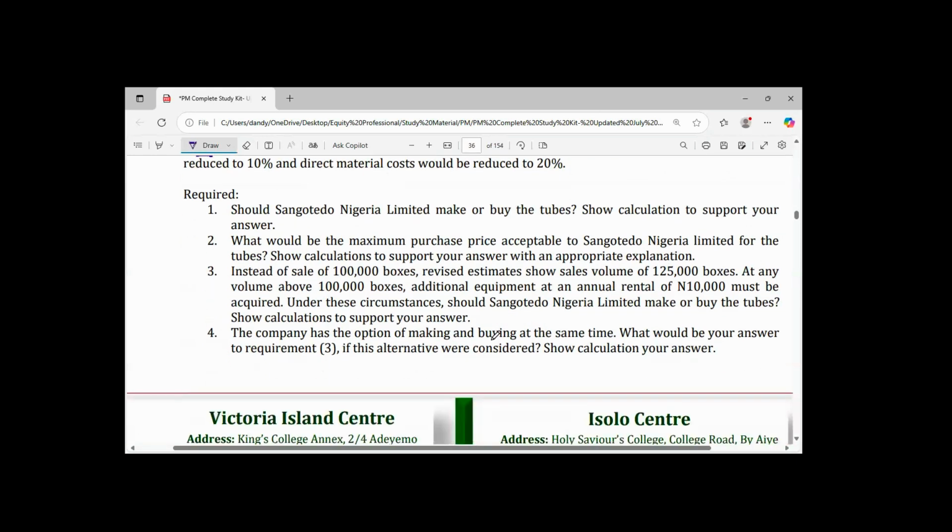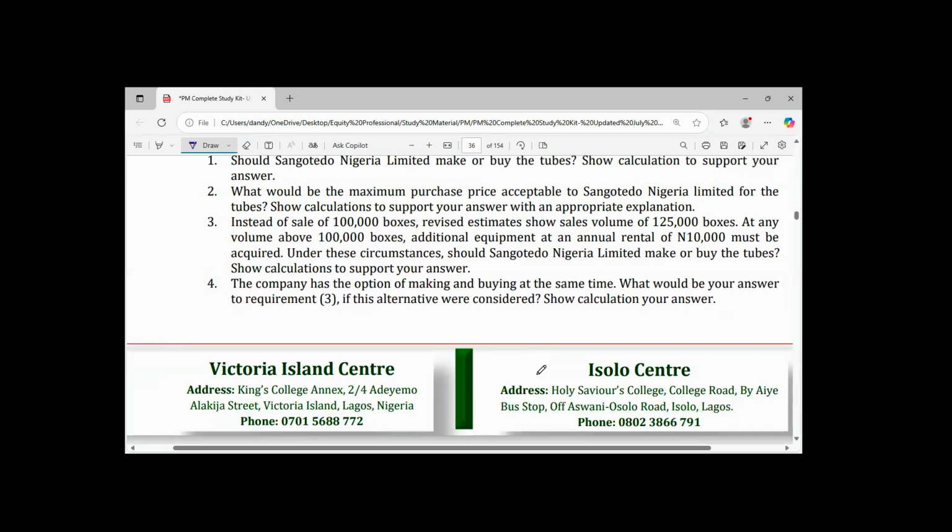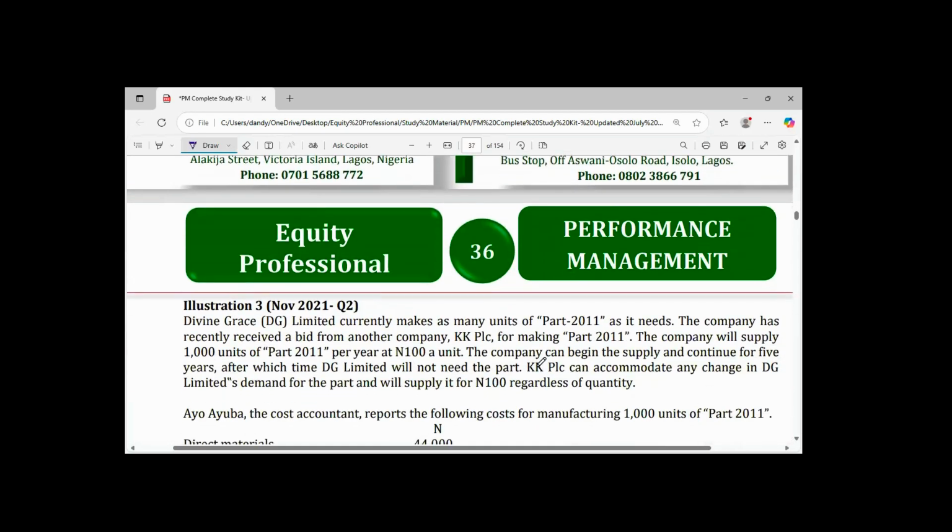Number 3. Instead of sale of 100,000 boxes, revised estimate shows sales volume of 125,000 boxes. At any volume above 100,000 boxes, additional equipment at an annual rental of 10,000 naira must be acquired. Under these circumstances, should Dangote Nigeria Limited make or buy the tubes? Show calculations to support your answer. Number 4. The company has the option of making and buying at the same time. What would be your answer to requirement 3 if this alternative were considered? Show calculation to support your answer.